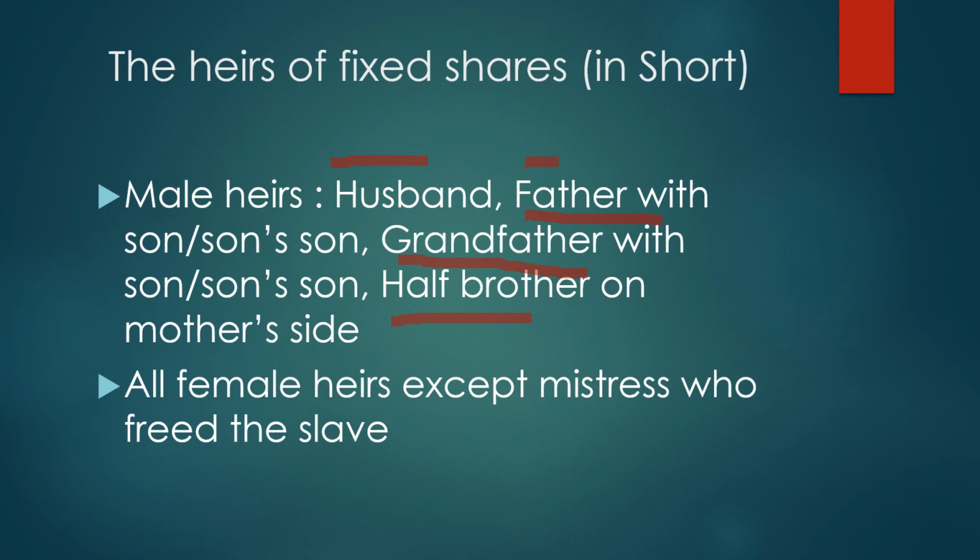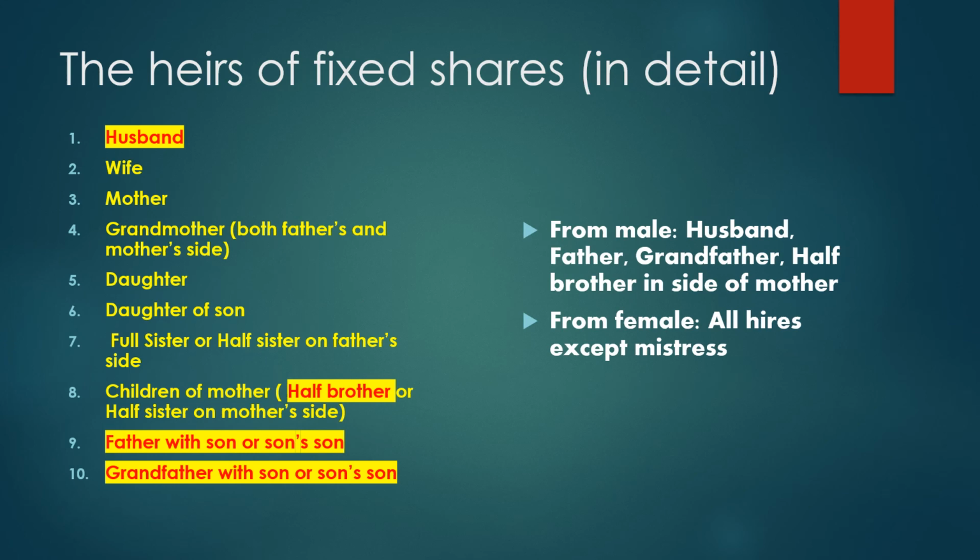And second, all female heirs except the mistress who freed the slave. That is not that much important nowadays. So all the female heirs who are familiar to us are the heirs of fixed share. Then the heirs of fixed share in detail: there are 10 members.